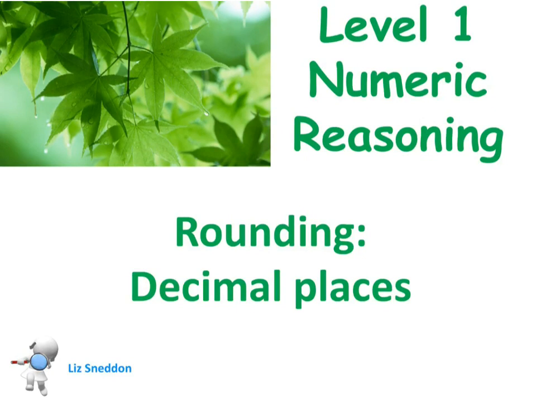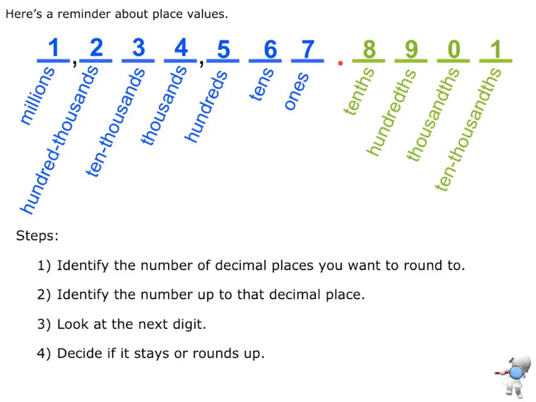Let's have a look at rounding to different decimal place values. So, a reminder about the place values. If I've got a number, 1, 2, 3, 4, 5, 6, 7, 0.8901, then we know, hopefully, our ones, tens, hundreds, thousands, and so on.